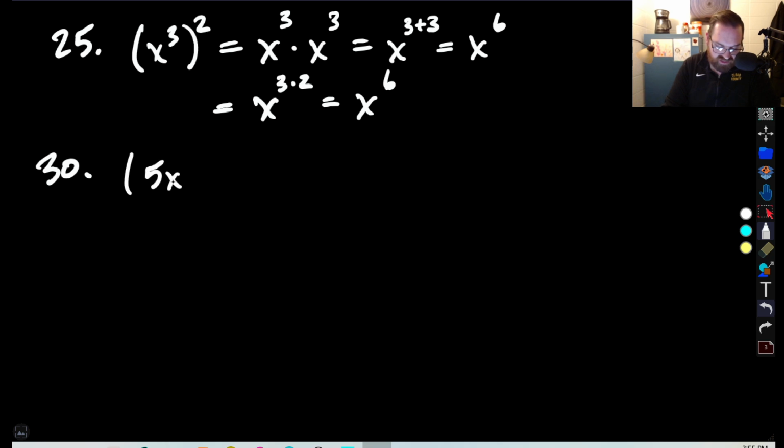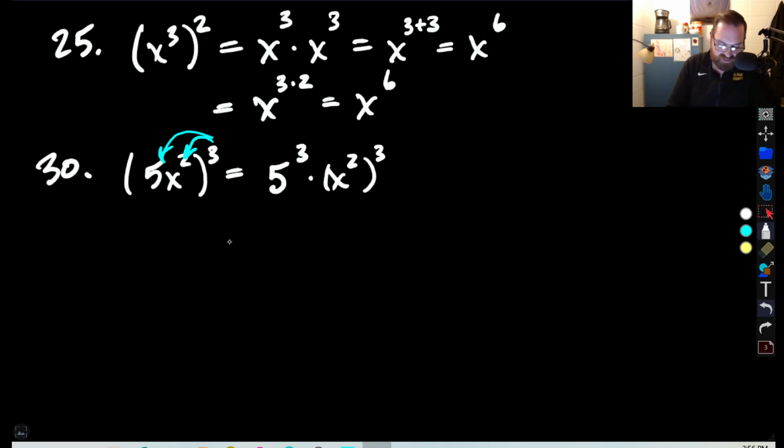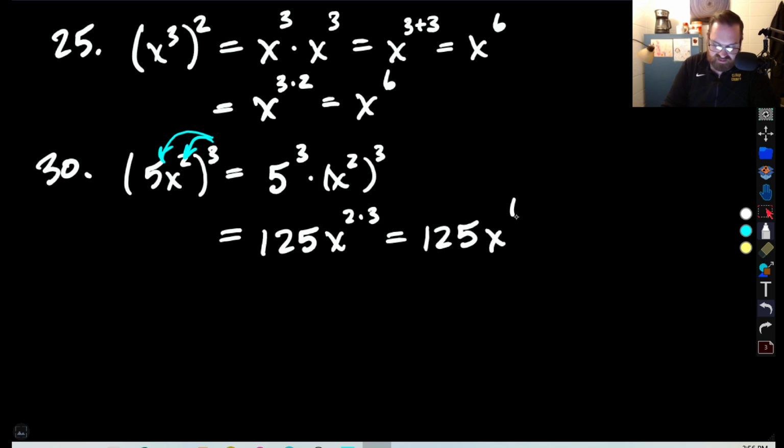Question 30. Imagine I've got 5x squared raised to the 3rd power. So the thing is, this 3 has to apply to each piece, okay? We need to put it on the x squared. We also need to put it on the 5. So that means that we're going to have 5 to the 3rd times x squared to the 3rd. Okay. So this right here is going to be 125 x to the 2 times 3, which is equal to 125, x to the 6th. Okay.